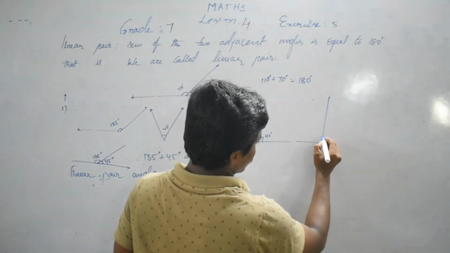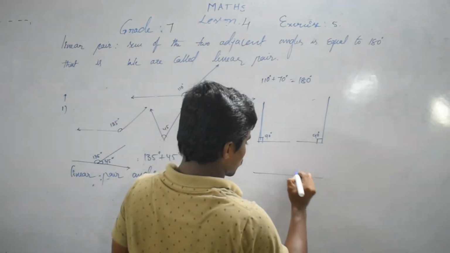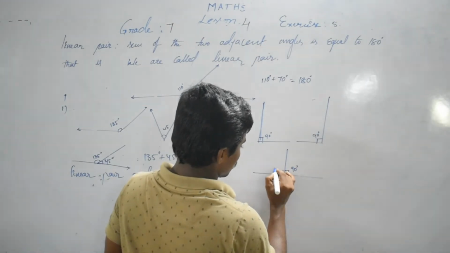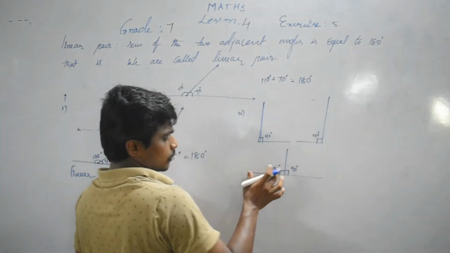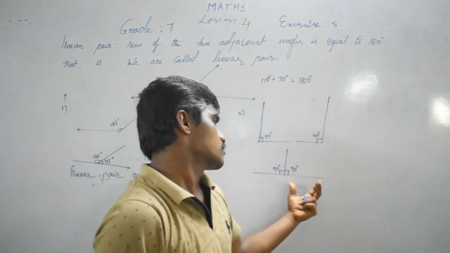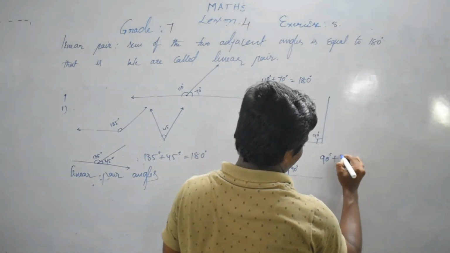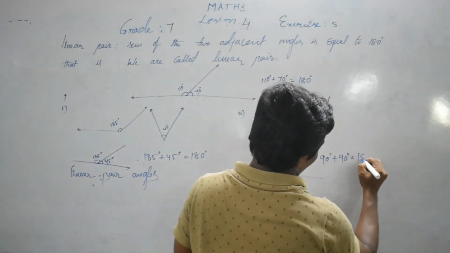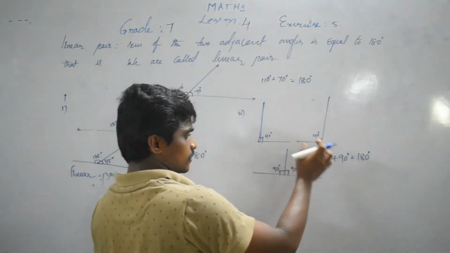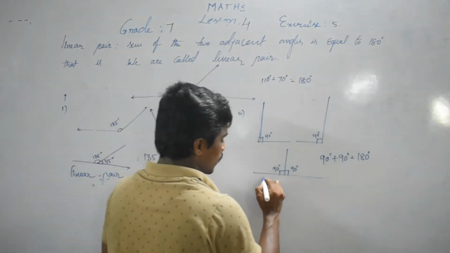This is 90 degrees. So these two angles are 90 degrees. Here 90, here 90. So these two angles, like this one attached to this side, 90 plus 90 is 180 degrees. So these two adjacent angles are equal to 180 degrees. Those angles we call a linear pair.